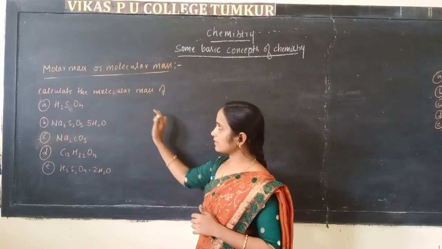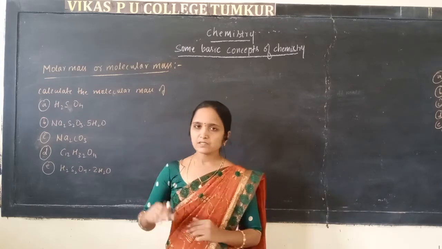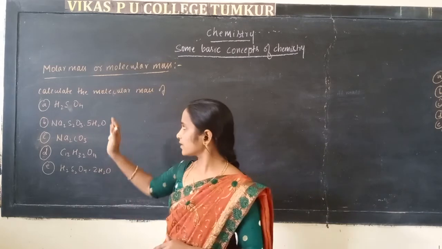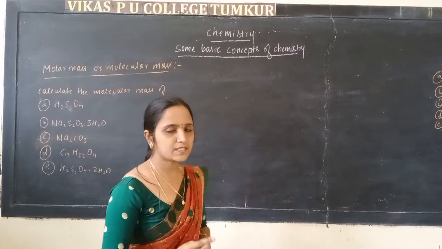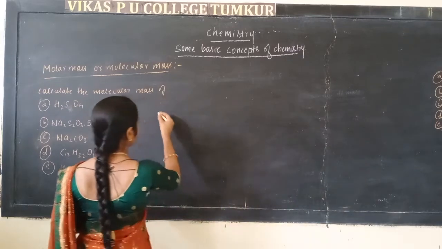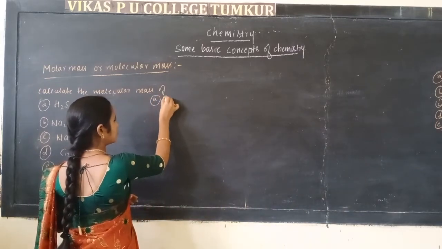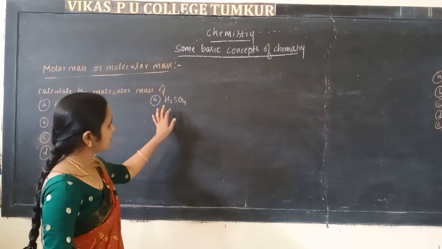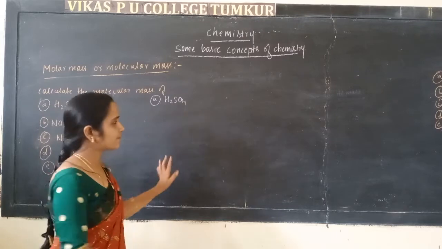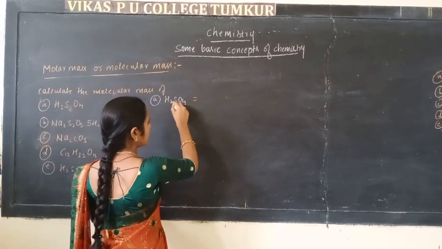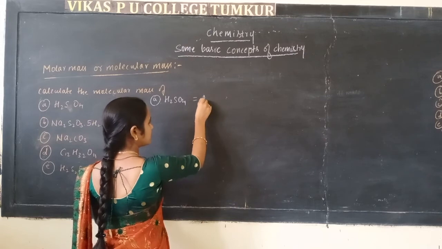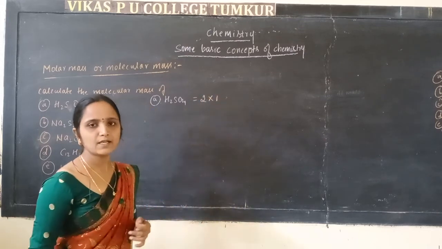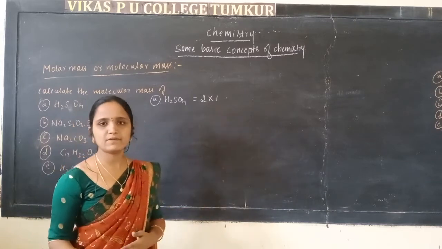First, calculate the molecular mass of sulfuric acid. Sulfuric acid is the king of the chemicals. Do you know that? First we will calculate the molecular mass of H2SO4. Here three types of elements are present. The number of hydrogen atoms is 2, so 2 into 1.008. Instead of that, we can also round it up to 1.